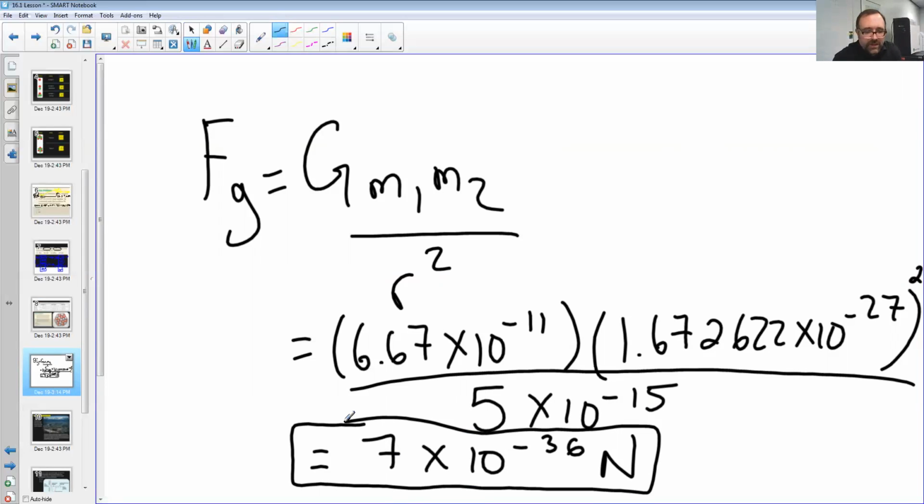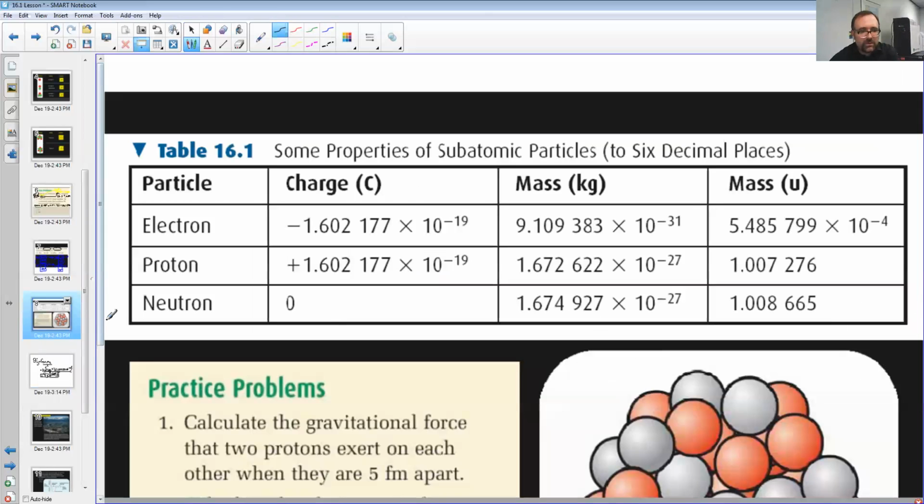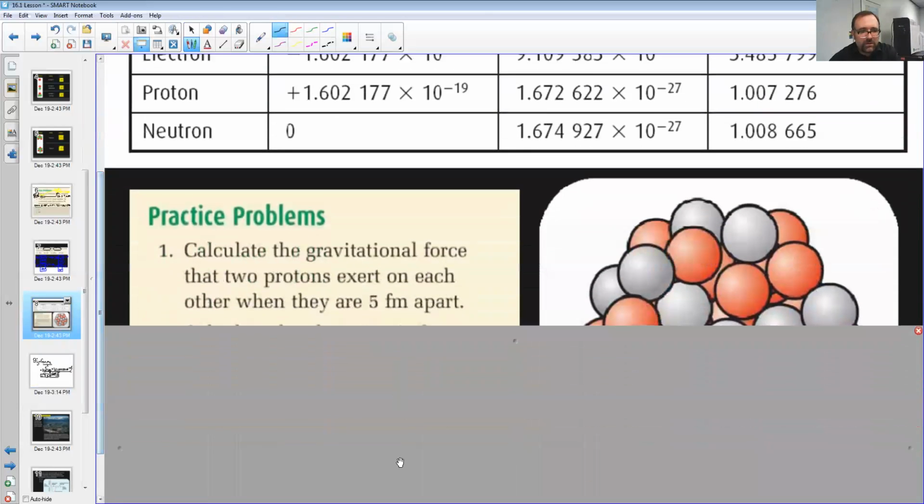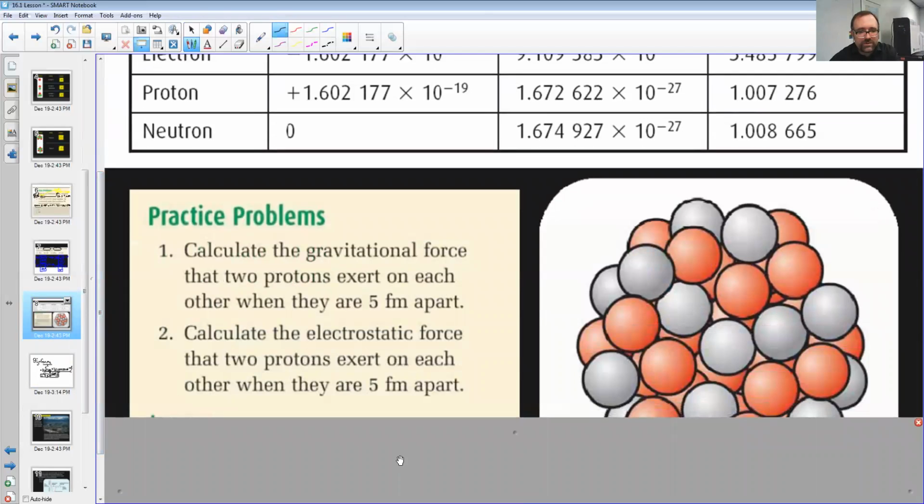So let's move on to the next question. Calculate the electrostatic force that two protons exert on each other when they are 5 fm apart. If we're dealing with electrostatic force, we should be using the formula we learned this year: Fe equals k, which is a constant, Q1, Q2 over r squared.